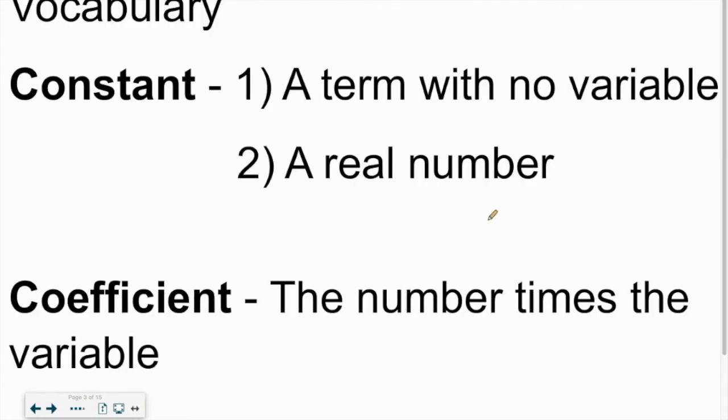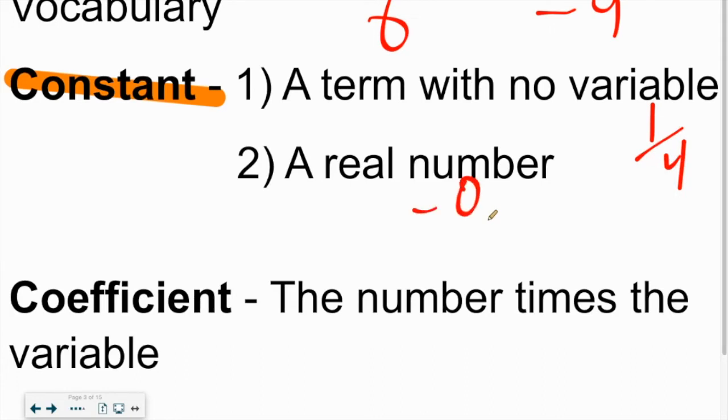To do that, we'll be looking at a couple of terms. Constant. A constant is any real number, or a term with no variable. So like 6 or a negative 9. It could be a fraction, 1/4, or even a decimal, negative 0.3. Anything that doesn't have a variable or a letter is a term with no variable, a constant.